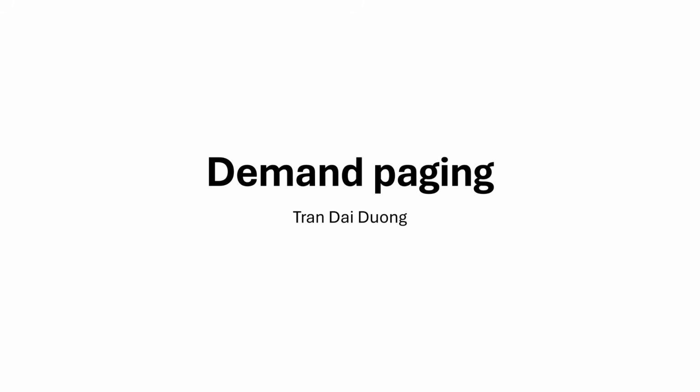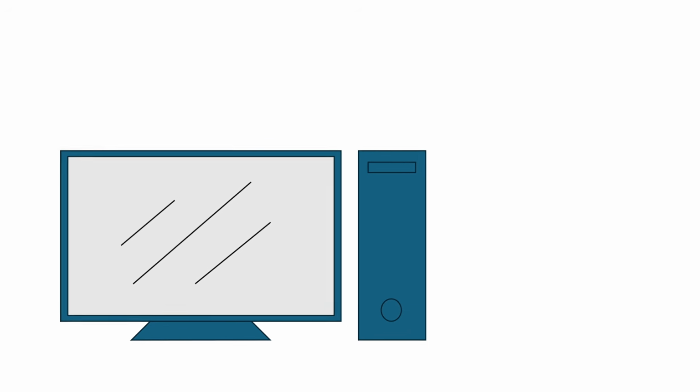In this video, I will briefly explain the concept of demand paging in the modern computers you are using. This is a computer you use every day. The most obvious component is the computer screen monitor. Monitor is used to display information from computer to the user.